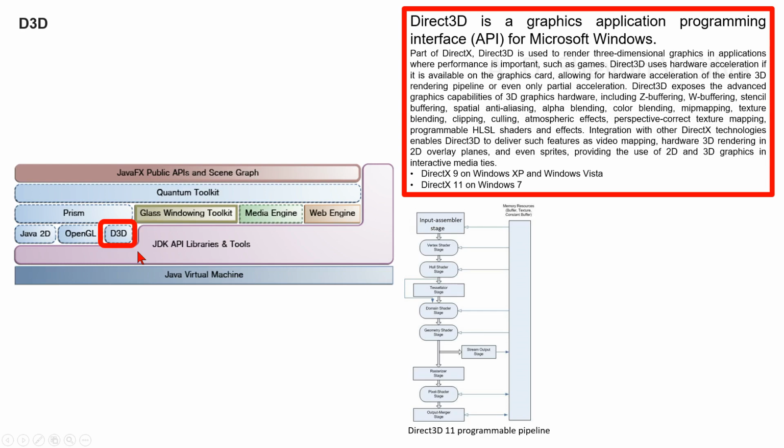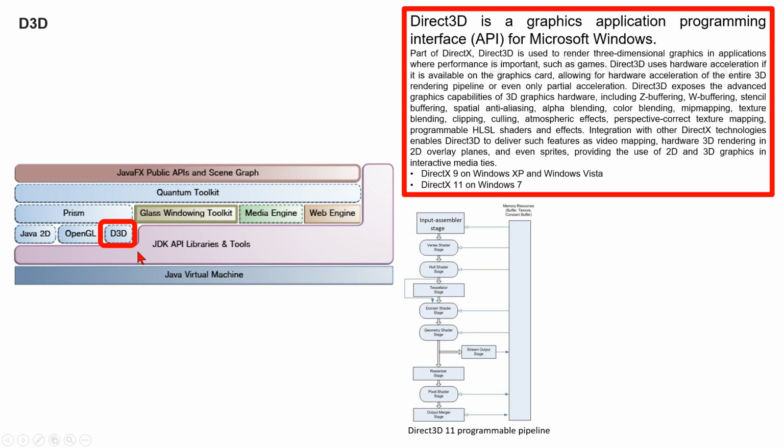Direct3D exposes the advanced graphics capabilities of 3D graphics hardware, including Z-buffering, W-buffering, stencil buffering, spatial anti-aliasing, alpha blending, color blending, MIP mapping, texture blending, clipping, culling, atmospheric effects, perspective-correct texture mapping, programmable HLSL shaders and effects.